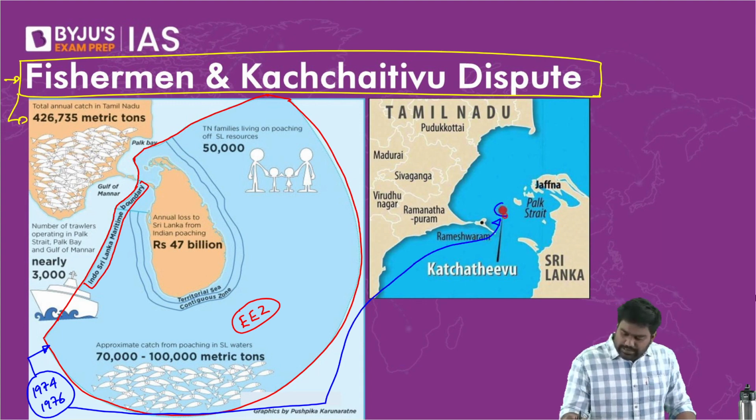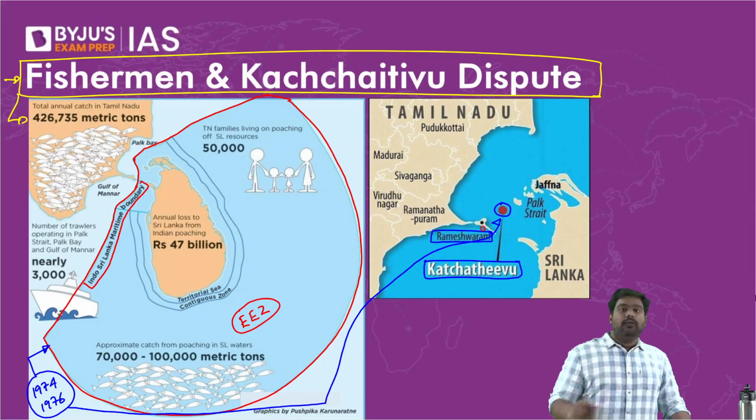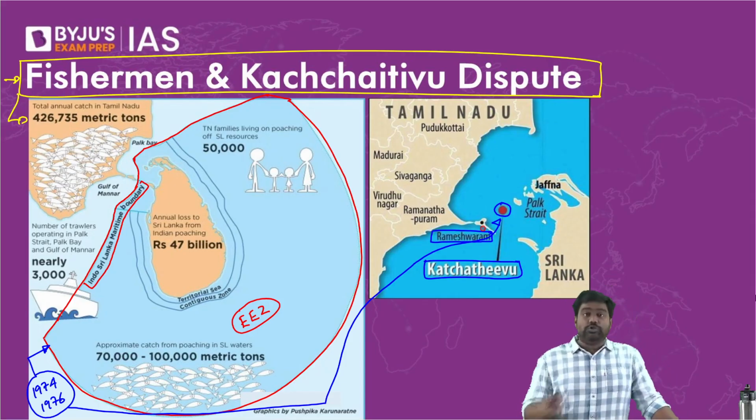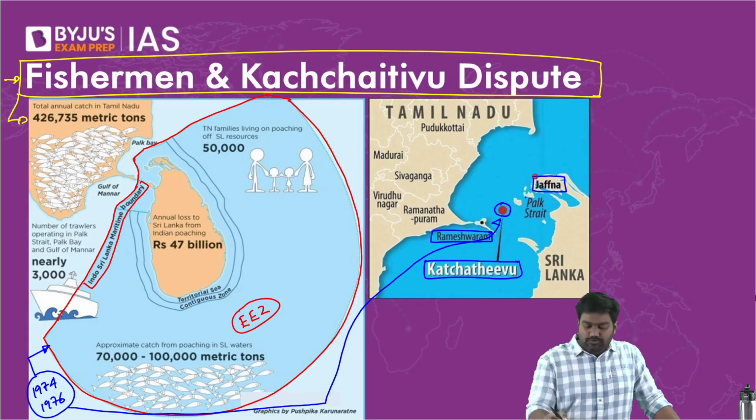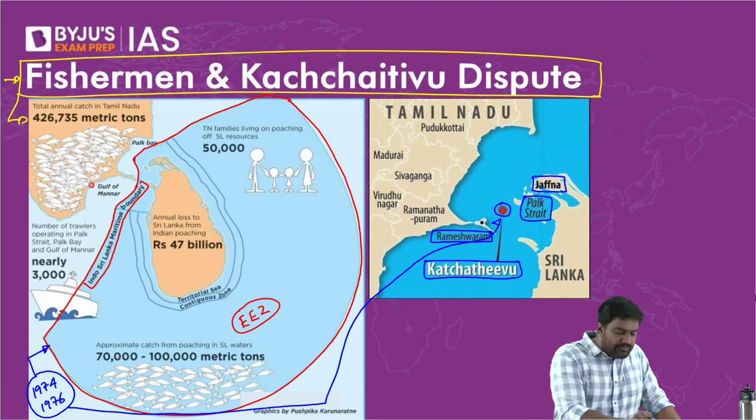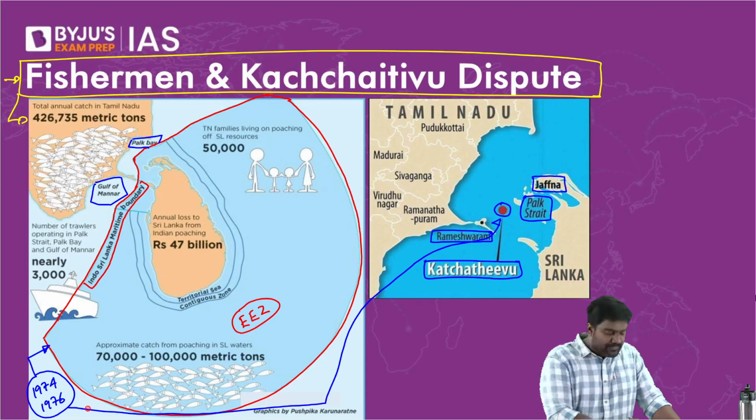The small island, the Kachativu Island, is present between Rameshwaram, the sacred temple town of Rameshwaram, which is also a Chardham site. It's located between Rameshwaram and the Jaffna region of northern Sri Lanka. You can see Palk Strait. You can see the Gulf of Mannar as well. Right? Very important locations for a map-based question in your prelims.